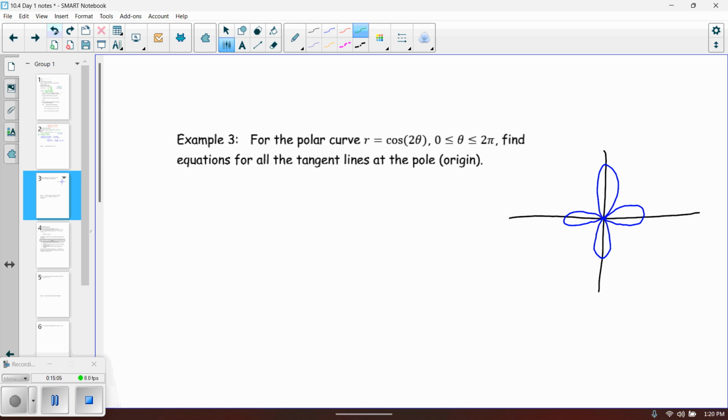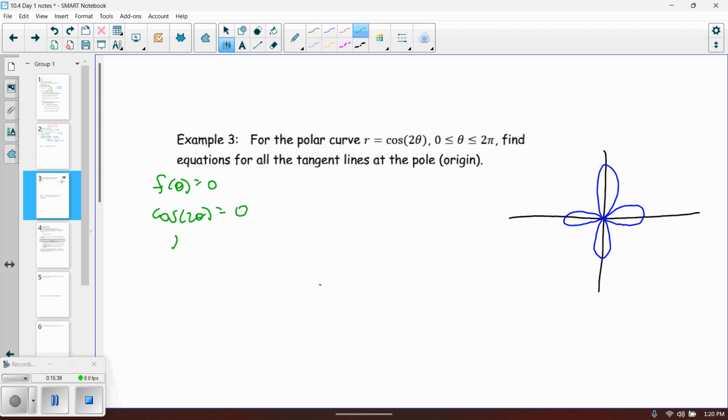If you remember, the criteria was whatever f of theta equals 0, so we have to find that first, and then we have to make sure that f prime of theta does not equal 0 at those places. So first, let's find f of theta equals 0. So f of theta equals 0 when cosine of 2 theta is equal to 0. Remember, we only want these values between 0 and 2 pi. That helps because otherwise you could technically have an infinite number.